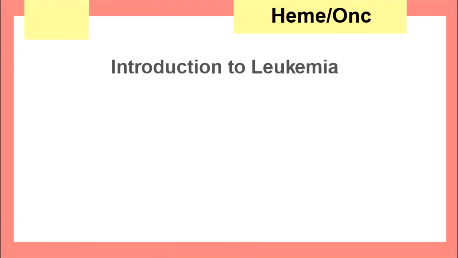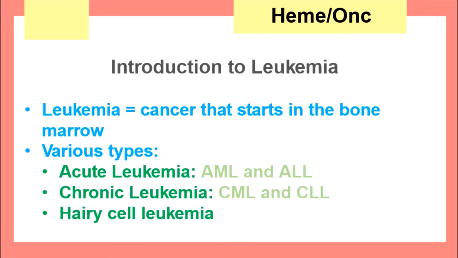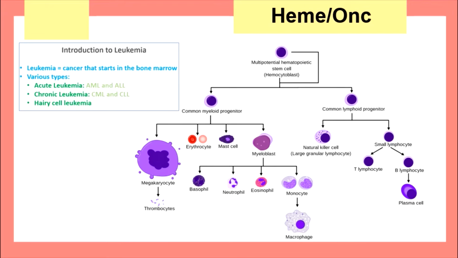All right, introduction to leukemia. So we have leukemia, which is cancer that starts in the bone marrow, and there are various types: acute leukemia, chronic leukemia, and hairy cell leukemia. Let us begin. Actually, over here, we see the lineages of the myeloid lineage and the lymphoid lineage. You can take a look over here.